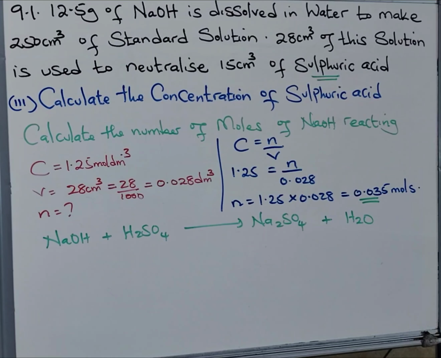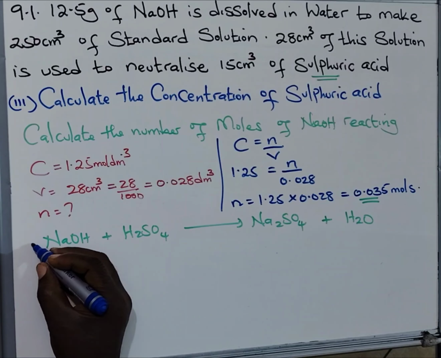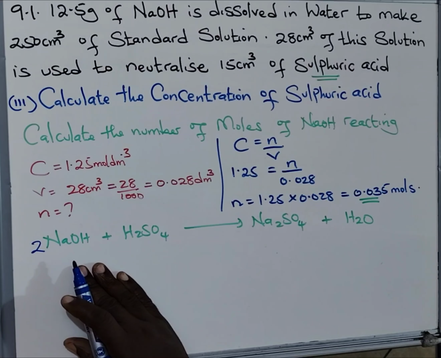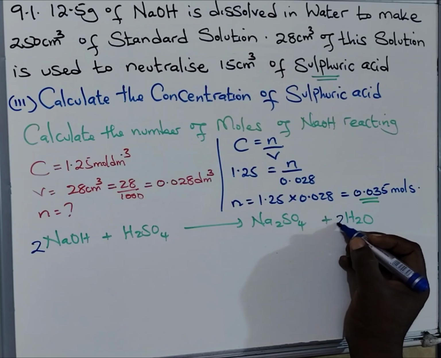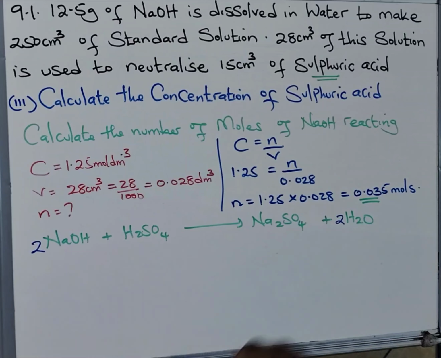After getting this one, what do we do? We go ahead and balance. In balancing, you have to remember that you have 2 sodium here, so you put a 2 here. When you do that, then you are going to have hydrogen, so you put a 2 there. Now the equation is balanced.